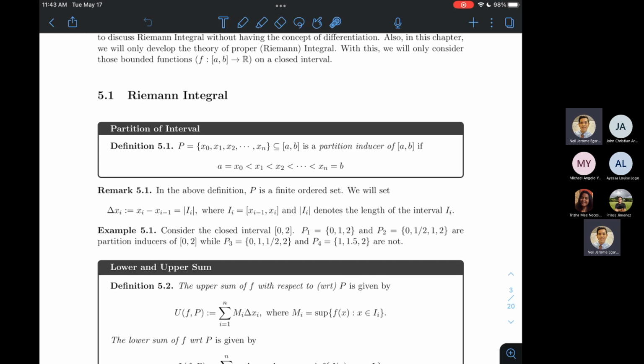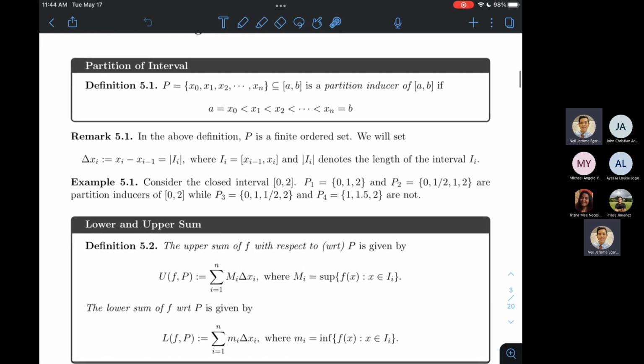But yeah, we'll focus more on the bounded functions kasi kailangan natin yung konsepto ng maximum o minimum o kaya supremum at infimum ng mga functions para ma-define yung Riemann integral, right? And to do that, because we are starting from scratch, we are rebuilding everything from the ground up. So simulan natin dun sa mga necessary definitions bago tayo makarating sa Riemann integral. So una, definition 5.1, we'll be talking about a partition inducer.